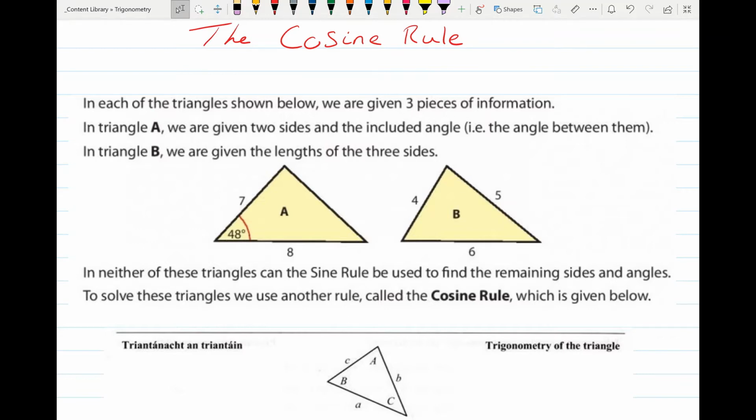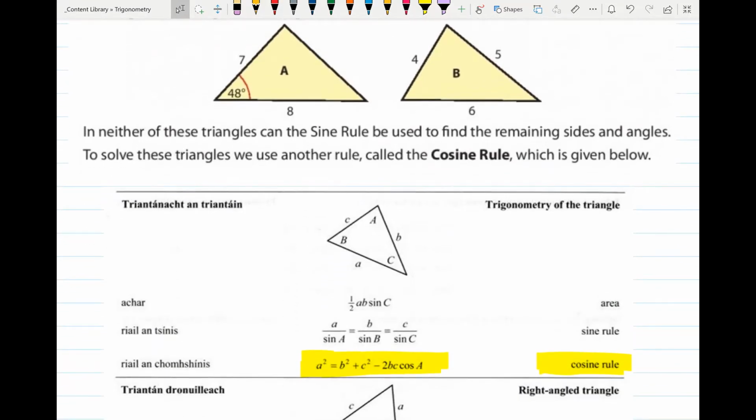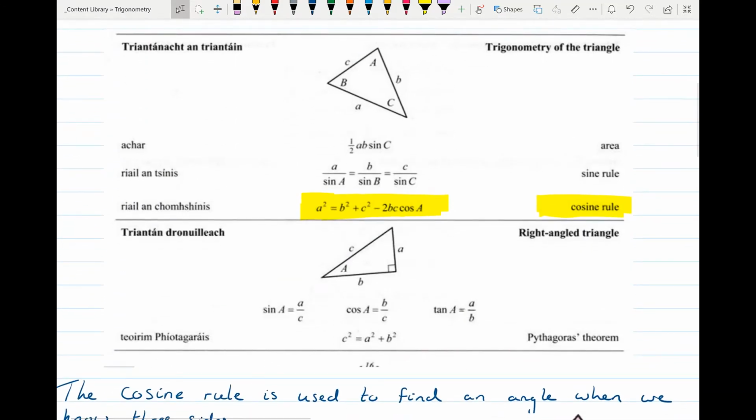In neither of these triangles can we use the sine rule. So we need to solve the triangles using another rule called the cosine rule. The cosine rule is given as a squared equals b squared plus c squared minus 2bc cos A, again in the log tables on page 16.